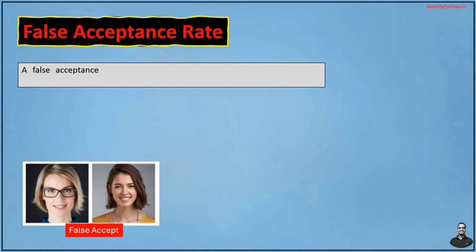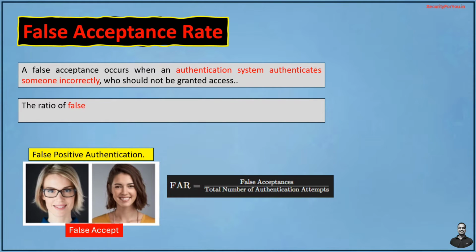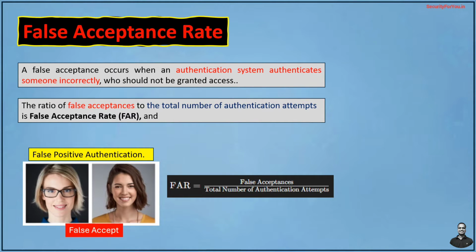Next is false acceptance rate. A false acceptance occurs when an authentication system authenticates someone incorrectly, who should not be granted access. This is also known as false positive authentication. The ratio of false acceptances to the number of total authentication attempts, valid and invalid, is known as false acceptance rate, and it is sometimes referred to as type 2 error.